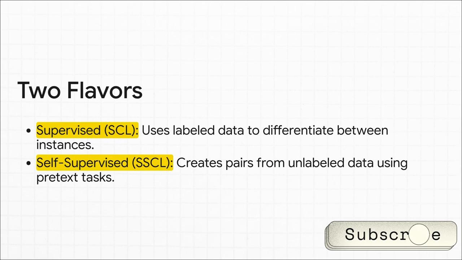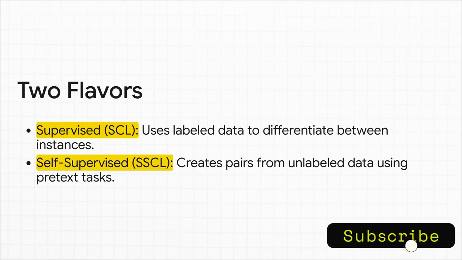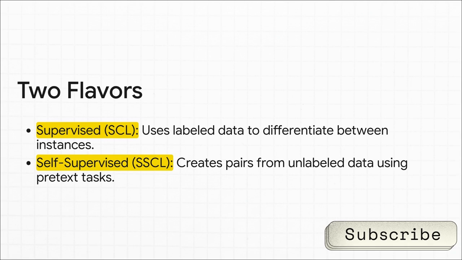Now, there are a couple of flavors of this. There's the supervised kind, which uses data that already has labels. But the really interesting one, the one that's a total game changer, is self-supervised. This is where the AI gets super clever. It starts making up its own little learning games. For instance, it'll take a single image, maybe crop it and change the colors to make two slightly different versions. And then it gives itself a challenge. Recognize that these two variations are a positive pair, and literally everything else is a negative. That simple trick is what unlocks its ability to learn from pretty much the entire internet.